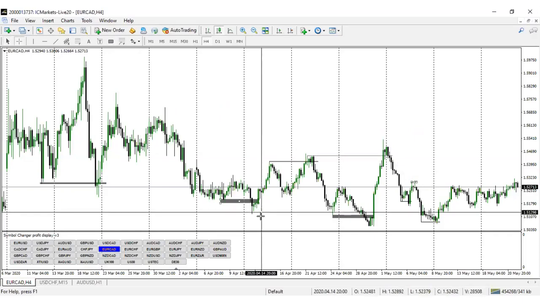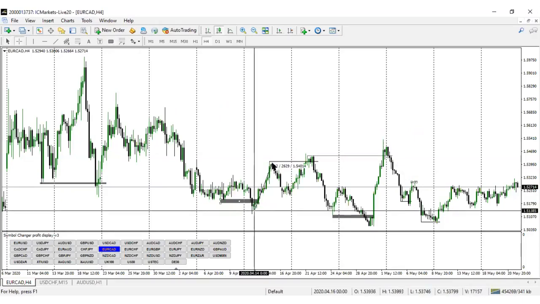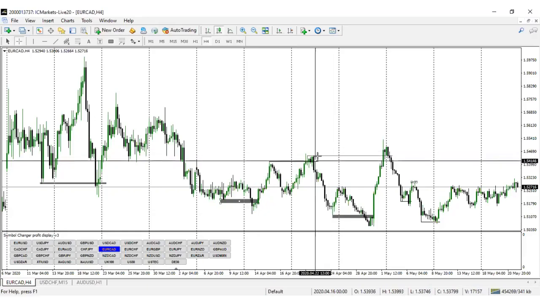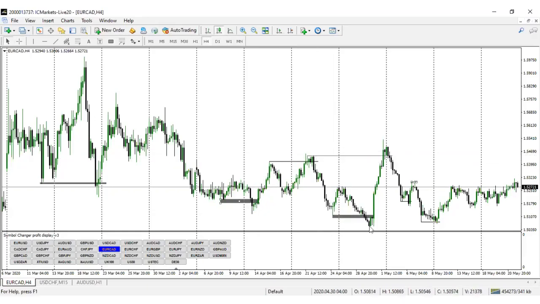With this, you see how much profit you would have made. Can you see this? It pierced this, went down. Then we have another one that pierced this. Even this one pierced this.